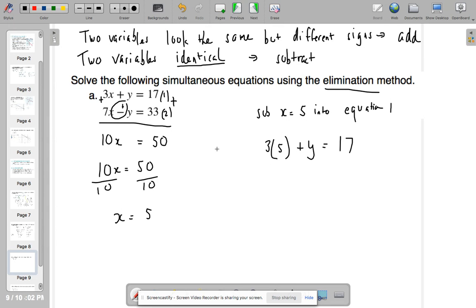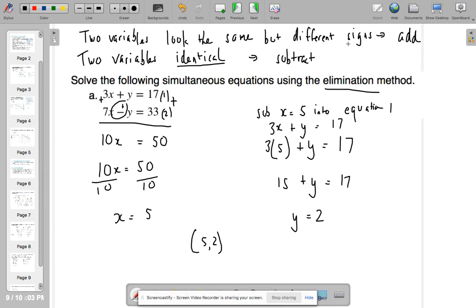So equation 1 is 3x plus y equals 17. I've now found x in the previous part of the question, so I've substituted in: 15 plus y equals 17. Now you can form a little equation here. 15 plus a mystery number equals 17. It's pretty obvious there that y equals 2. So there's my solution. x equals 5, y equals 2.